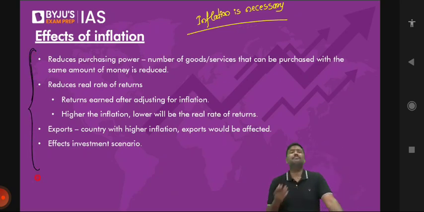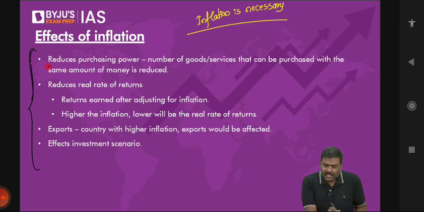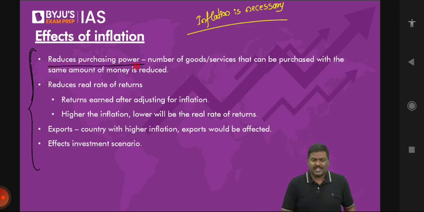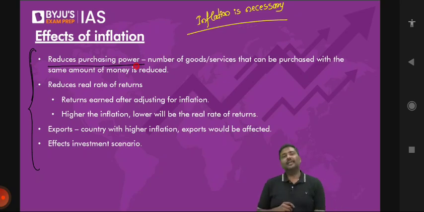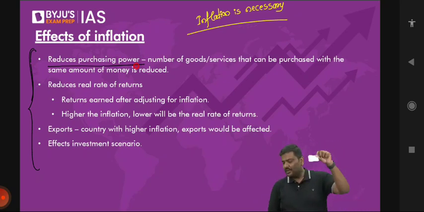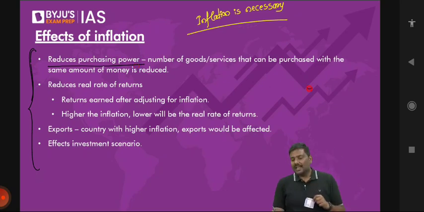One, it will reduce the purchasing power of the consumers. Right? What is the meaning of purchasing power of the consumers? Simple. At the same amount of money, how many goods and services now you'll be able to purchase, it will go down. Is it okay? Imagine you have this 100 rupee and the price of the product is 20 rupees now. So how many units you'll be able to purchase? You'll be able to purchase 5 units.